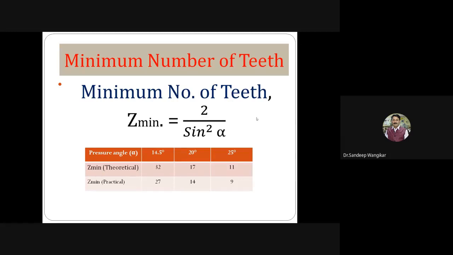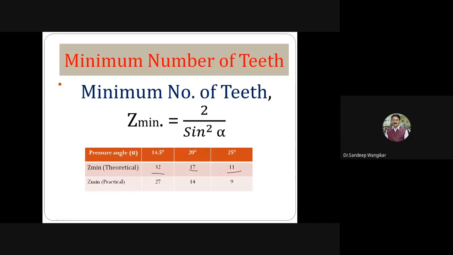We have discussed two different types of systems: 14.5 degree full depth involute system and 20-degree full depth involute system, and here one more shown is the 25-degree pressure angle. If you put this alpha in this formula, you will get Z minimum theoretical as, for 14.5 degree, 32 minimum number of teeth required on the pinion to avoid interference. For 20 degree, 17 teeth are required, and for 25 degree, 11 teeth are required. So these are the theoretical values: 32, 17, and 11.